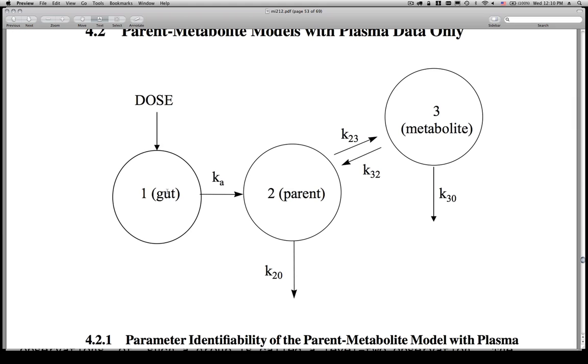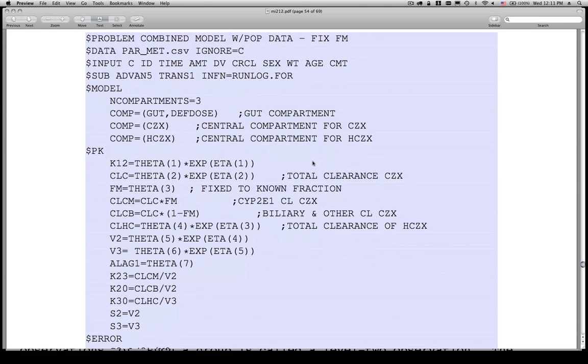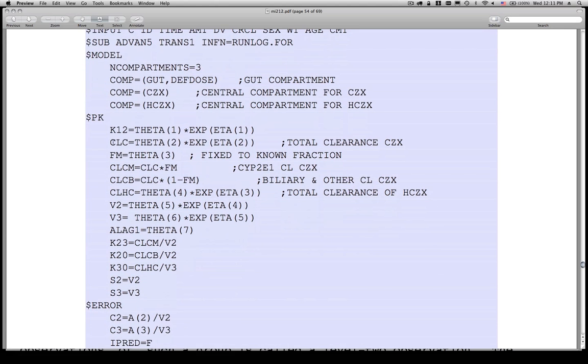And you might start this exercise by first analyzing the parent data by itself. So imagine this model with compartment 1 and 2 only, and no metabolite data. We'd run that model, which would be an oral dosing model. You could estimate clearance over F for the parent drug, just as you typically would for a one compartment model. That's a place to start. But I'm assuming we've gone that far now, and we're adding metabolite data. So you have a good estimate of total clearance, or total clearance over F, for the parent drug. And that's what this parameter is here, CLC, clearance of chlorzoxazone, which is the parent.